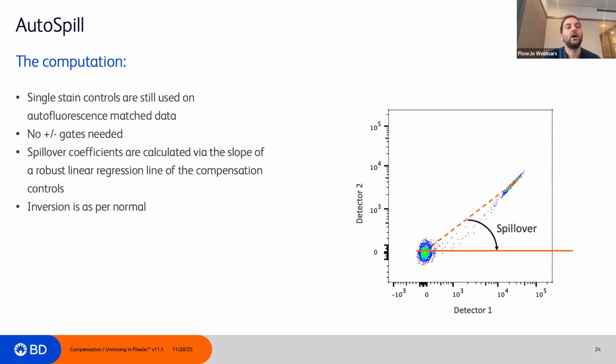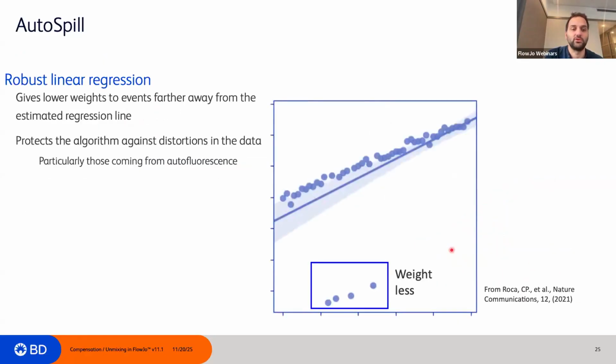Okay, so the computation is this. With AutoSpill, we again have the single stain controls. We have no positive and negative gates, so it will use all the data within this line. We calculate the spillover once again, and then we use the slope of this line basically to compensate the controls and invert this. So we should have in the end compensated data.